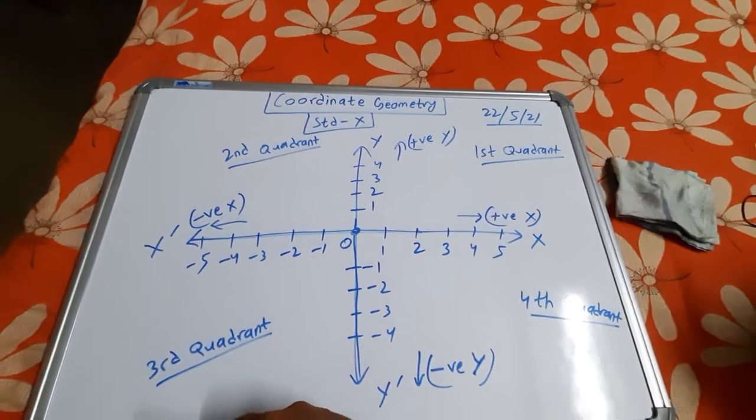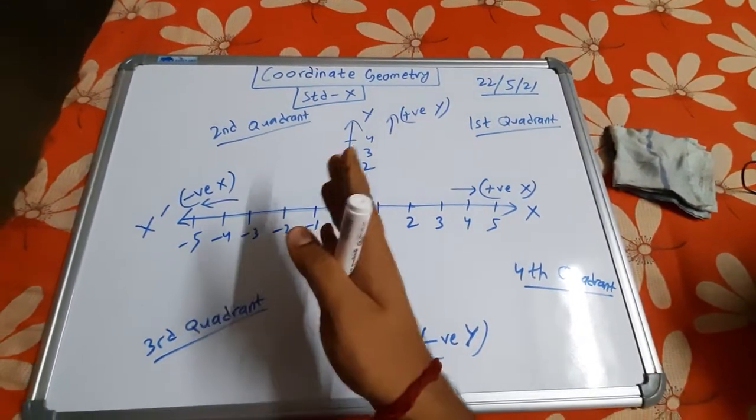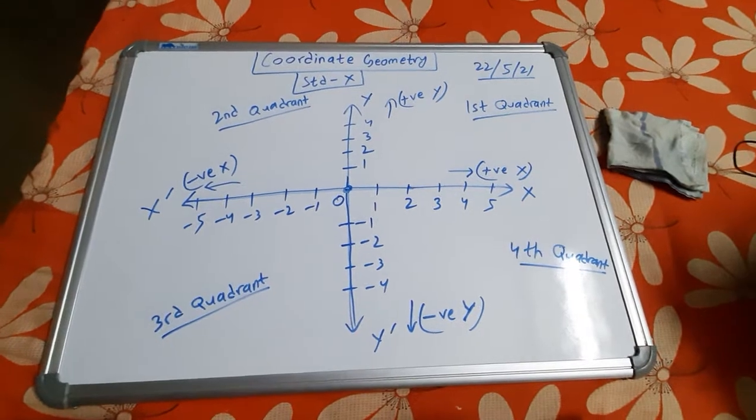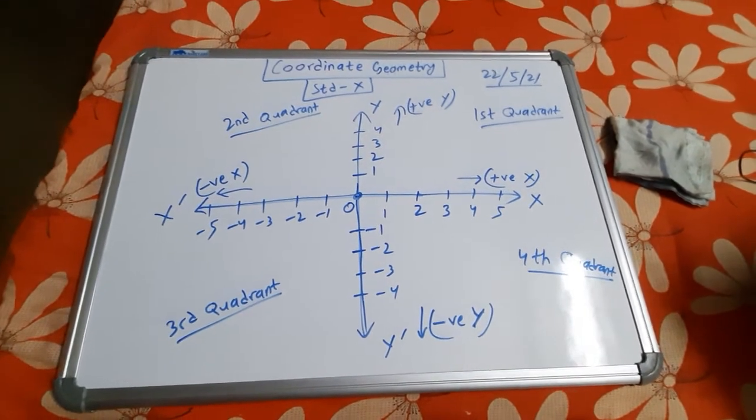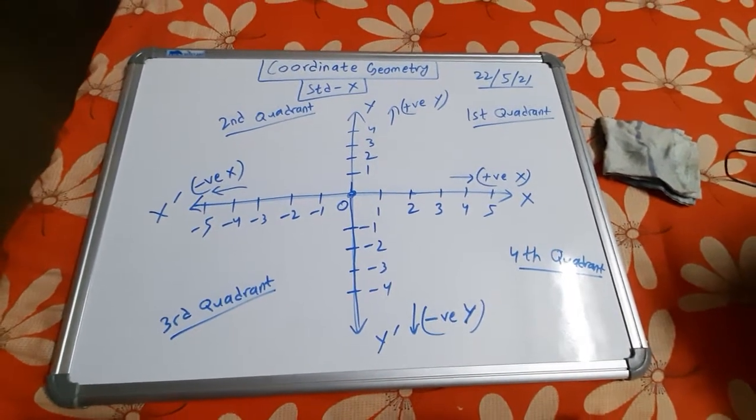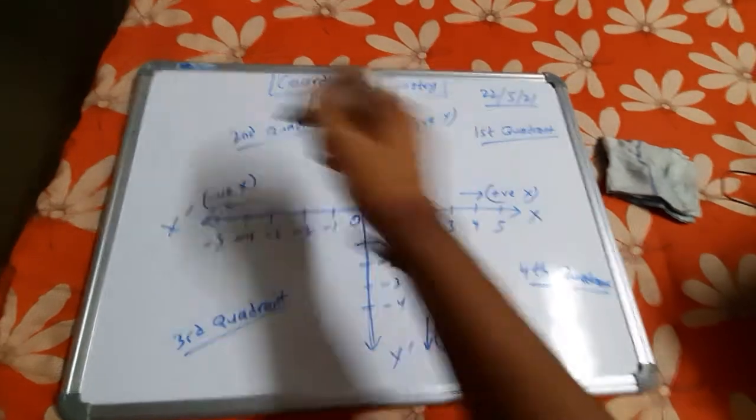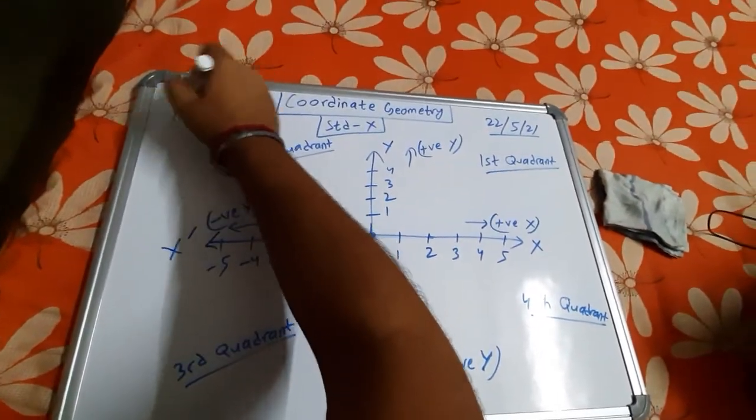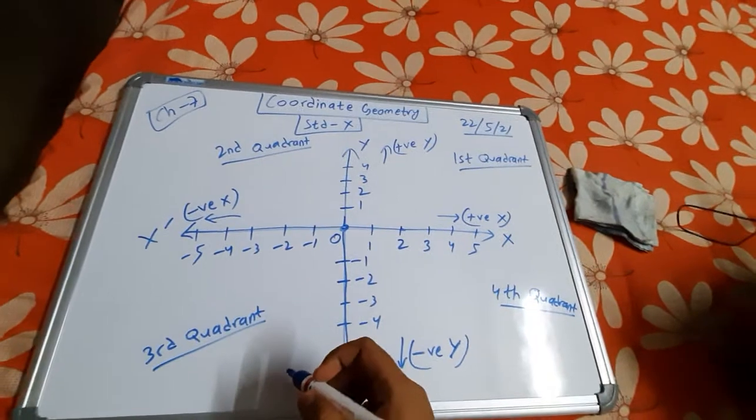Okay, students. So today we will be starting a new chapter called coordinate geometry. That is your chapter number, I think chapter number 7. Okay, chapter number 7 is coordinate geometry.